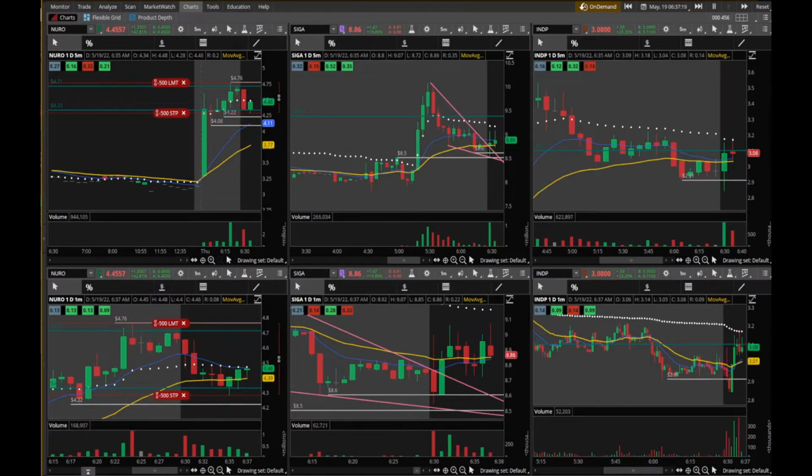Things pulling back here. Well, SIGA's pulling back, so don't know if that means Nero is also going to pull back. Remember in the stock market that oftentimes stocks will move together. The ebb and the flow. Sometimes you'll get a stock that wants to do its own thing. But Nero is a pretty strong stock this morning. Lots of volume.